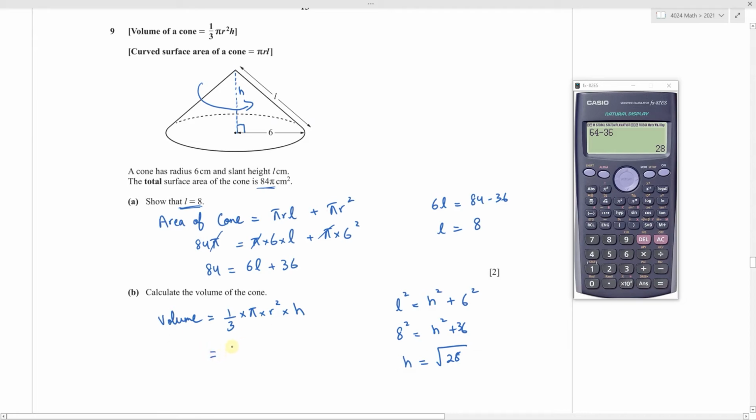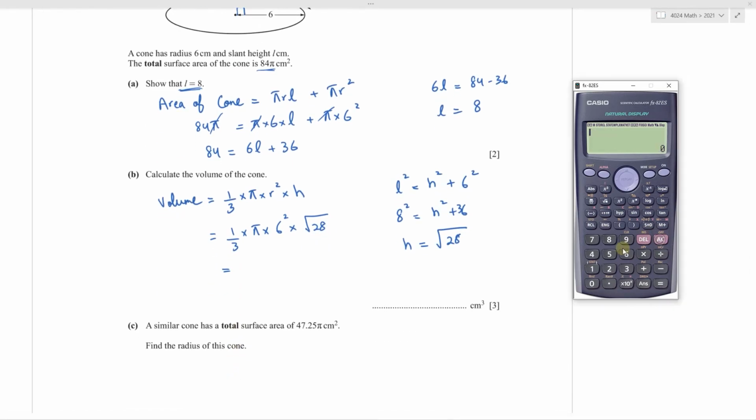So now I can find the volume, 1 by 3 into pi into 6 square, radius square, into h, which is square root of 28. So now let's calculate this value. 1 over 3 multiplied by pi multiplied by 6 square, which is 36, multiplied by square root of 28. So this is 199.48. If I have to write it up to 3 significant figures, 1, 2, 3, my answer will be 199. So 199 centimeter cube is your volume of the cone.